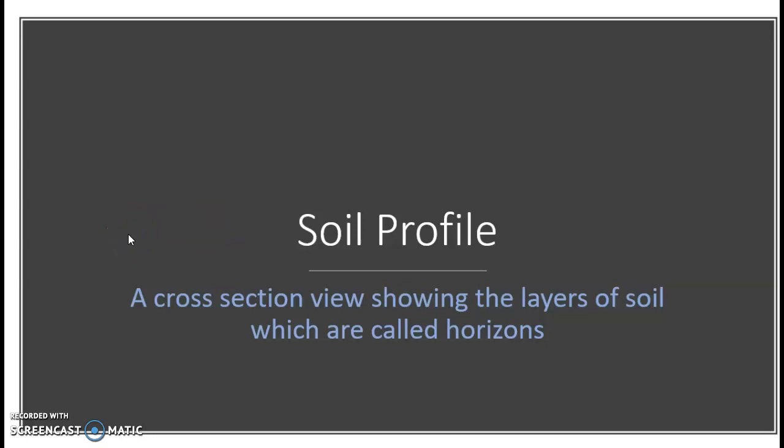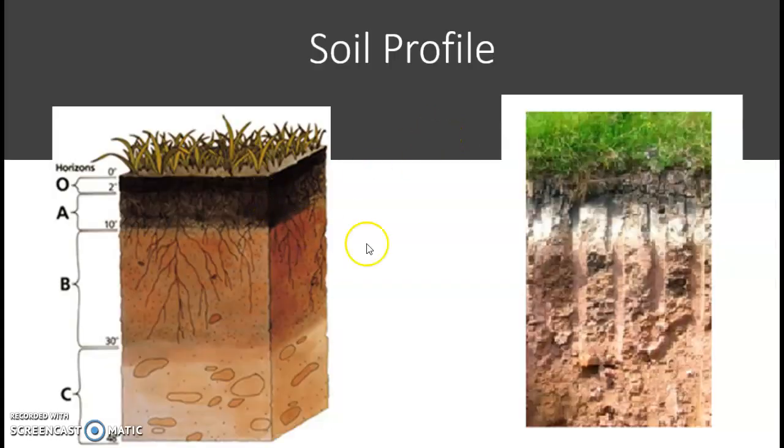So a soil profile is a cross-section view showing the layers of soil which are called horizons. It's basically as if you dug down and you could look at soil from a side view, like this.